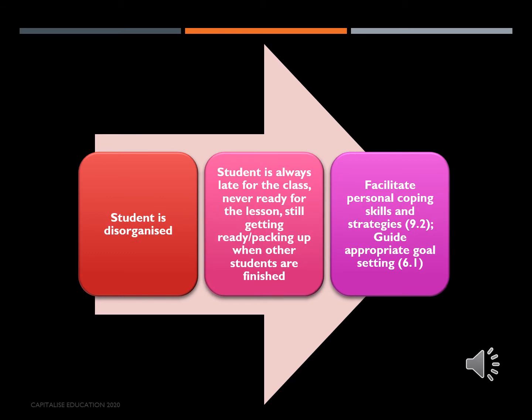Another characteristic of our student is that they are disorganized. This means our student is always late for class, never ready for the lesson, still getting ready and packing up when other students have finished. Now that we've identified this functional impact, we can go to the UDL framework and look at relevant checkpoints. In this case, 9.2 might be useful. We could support the student to develop personal coping skills and strategies. 6.1 might also be a useful checkpoint around guiding appropriate goal setting.